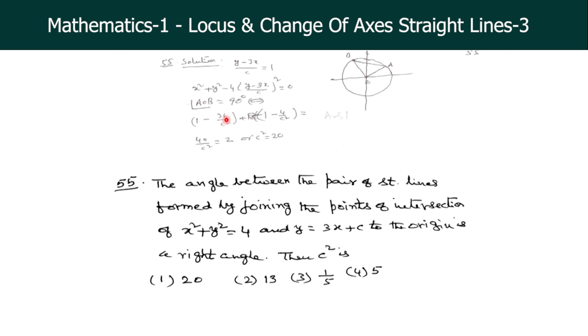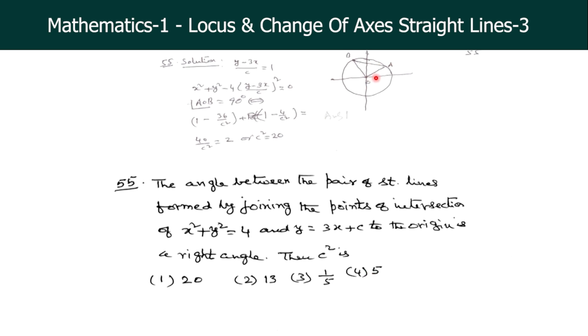The next problem: the angle between the pair of straight lines formed by joining the points of intersection of x square plus y square equal to 4 and y is equal to 3x plus c to the origin is a right angle, then c square is: 20, 13, 3 1 by 5, and 4 1 by 5. Right.